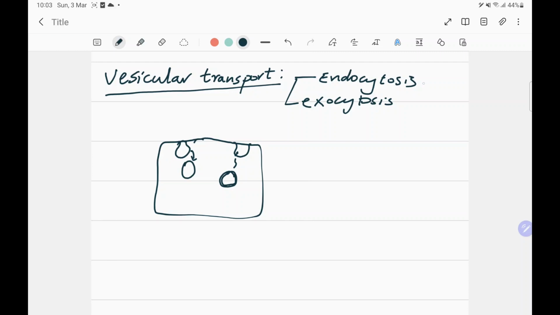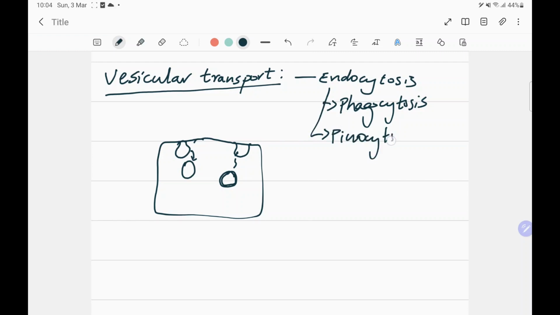So under endocytosis we have some subdivisions. Let's just get rid of the exocytosis part right now. So you are internalizing substances via the cell membrane itself, using the cell membrane to encapsulate the substances you want to swallow and take in. There is something called phagocytosis and pinocytosis. Phagocytosis is what they call cell eating. Okay, cell eating. And pinocytosis is cell drinking.